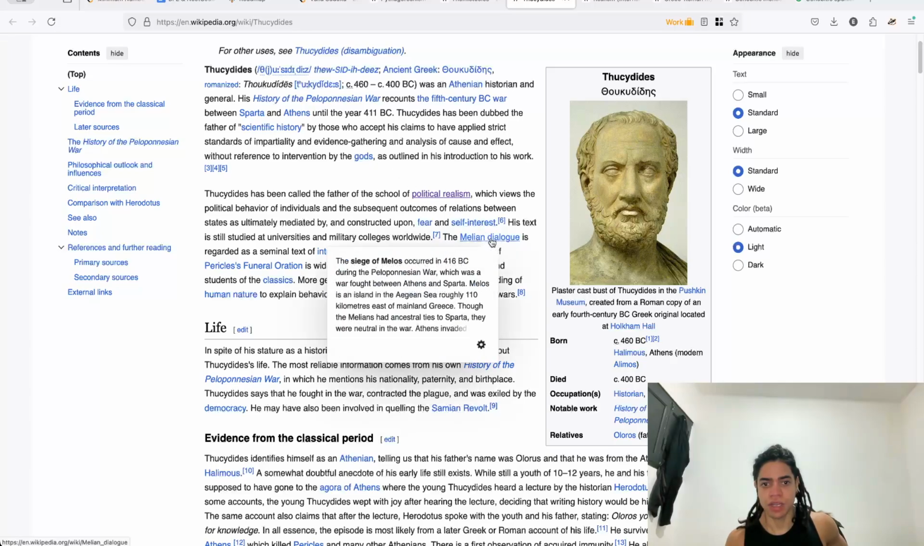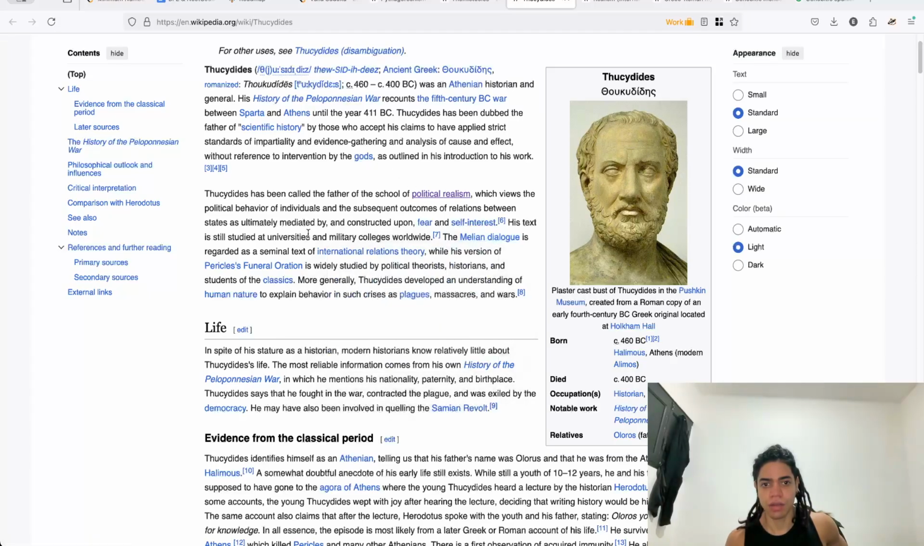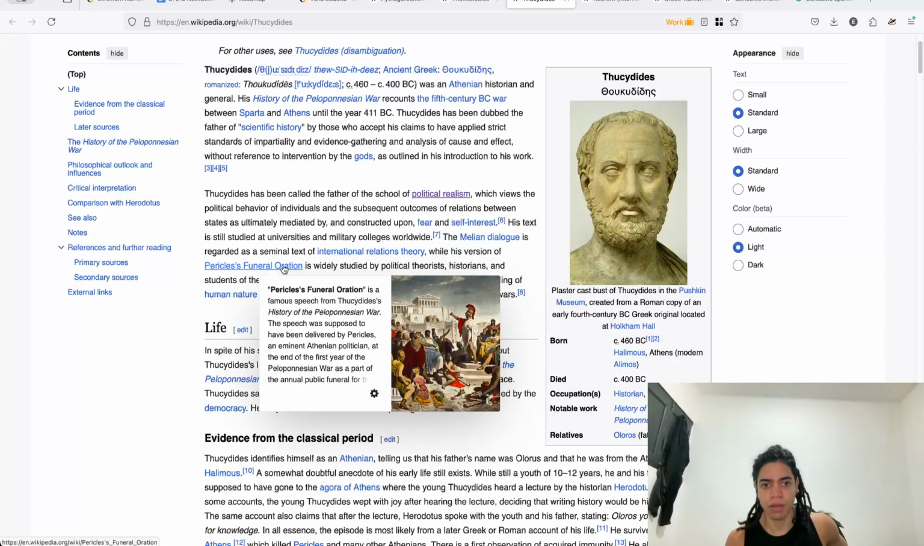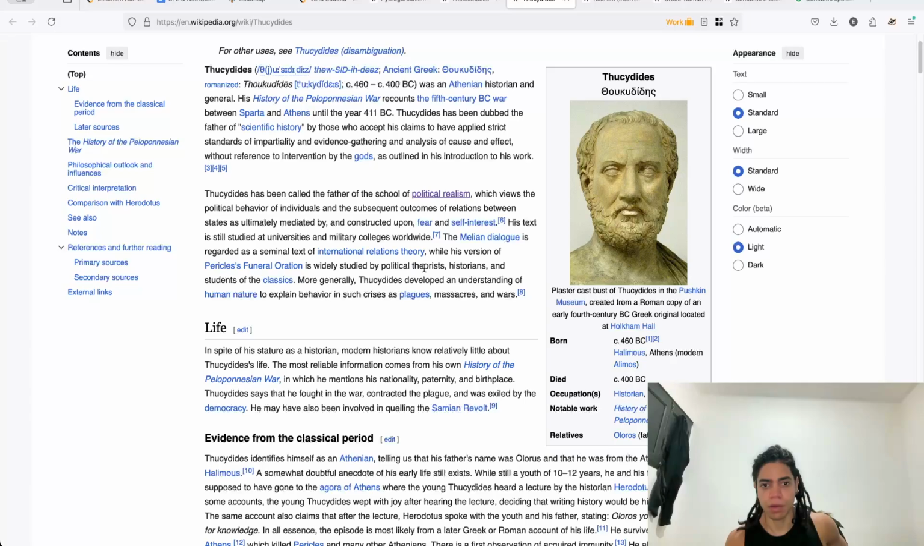The Melian Dialogue is regarded as a seminal text of international relations theory, while his version of Pericles' funeral oration is widely studied by political theorists, historians, and students of the classics. More generally, Thucydides developed an understanding of human nature to explain behaviors in such crises as plague, massacres, and war.